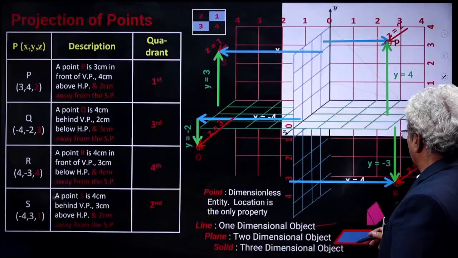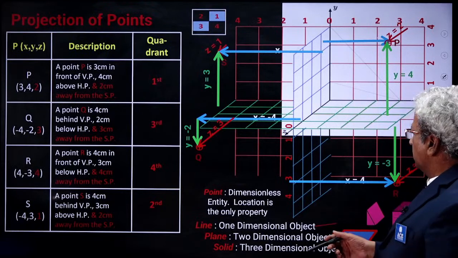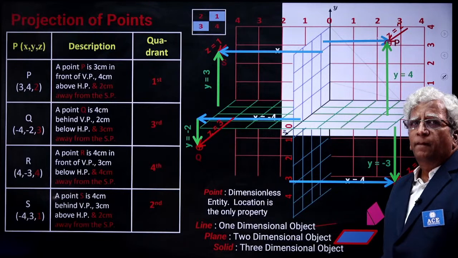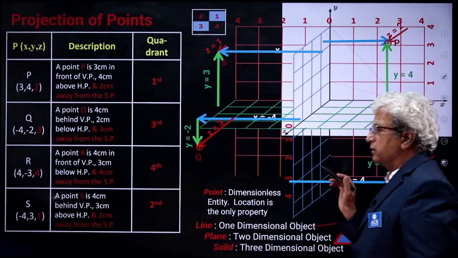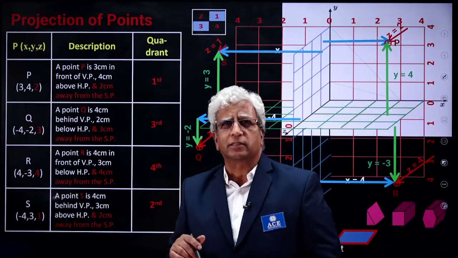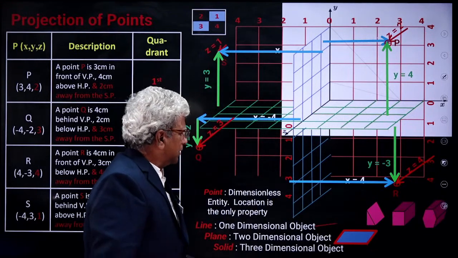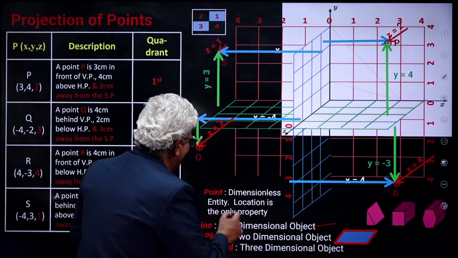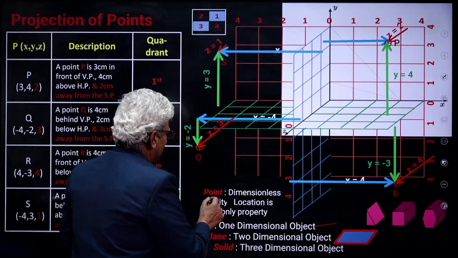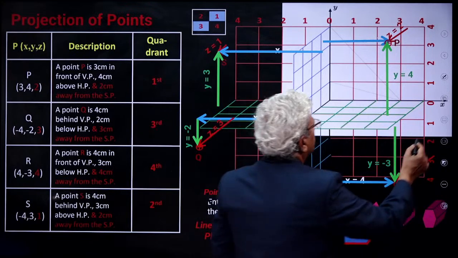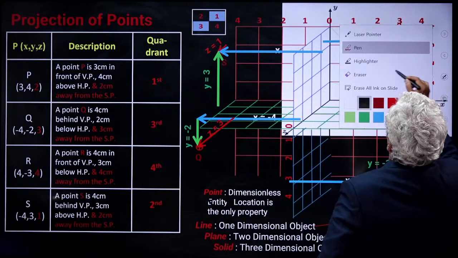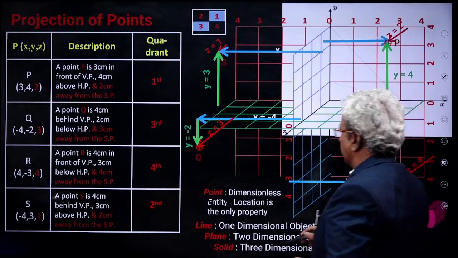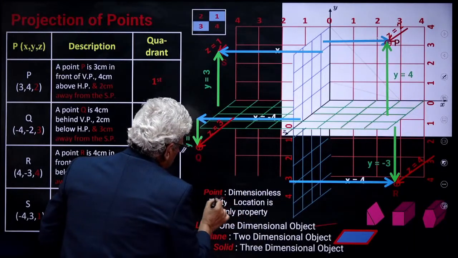We'll discuss, of course, here, as I told you, we have to deal with points, lines, planes and solids. So what are these things? Based on the syllabus, you may be asked, what is a point? A point is a dimensionless entity. Entity means an item or an object.